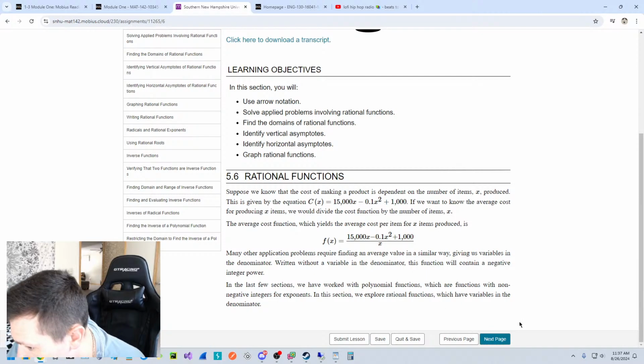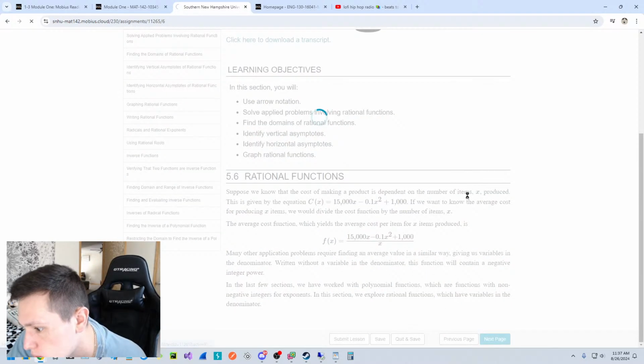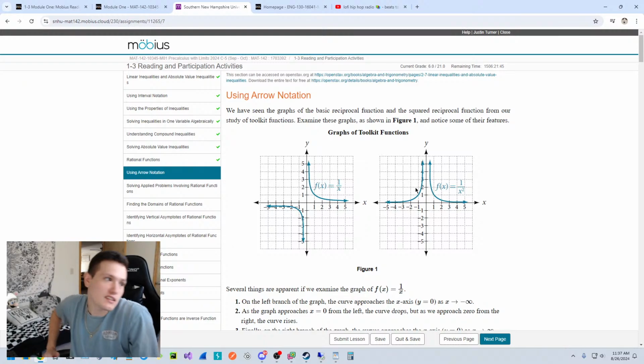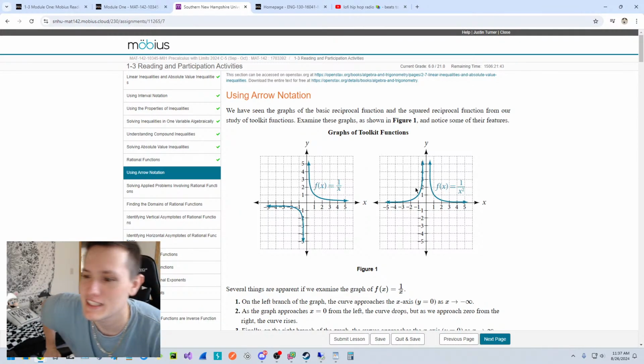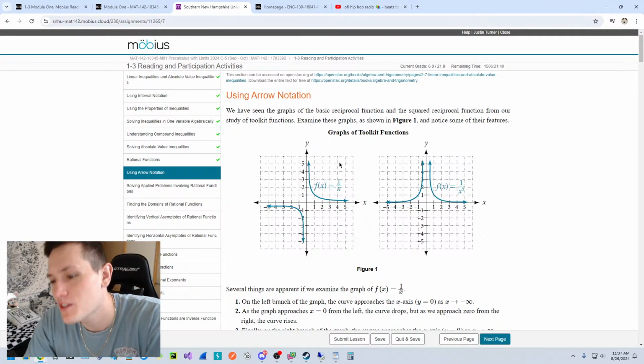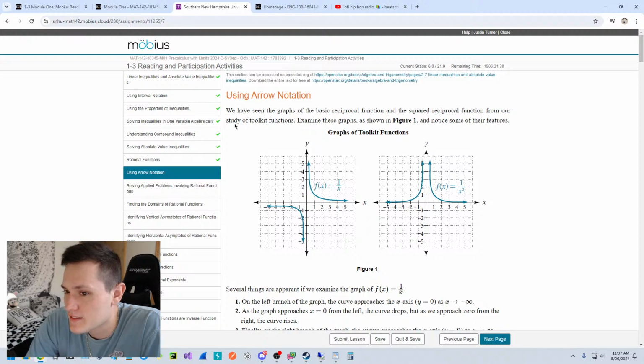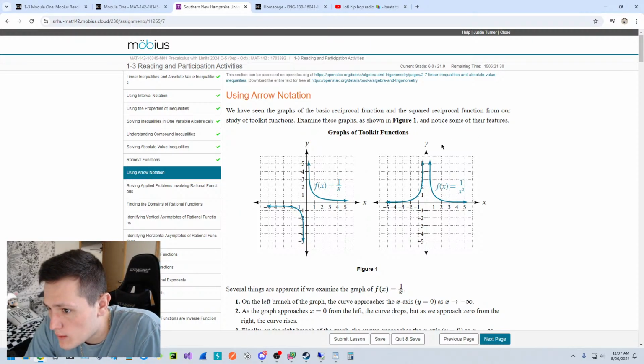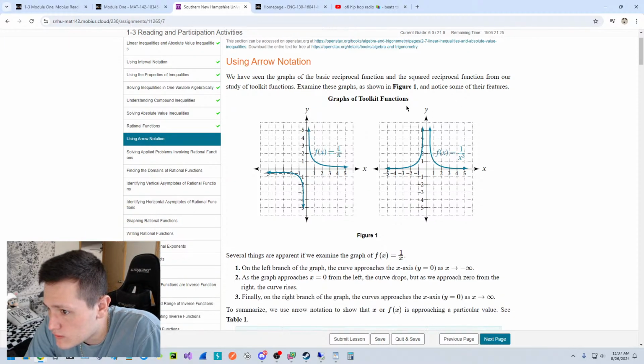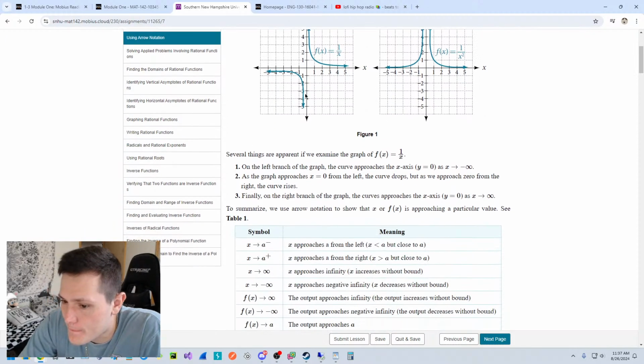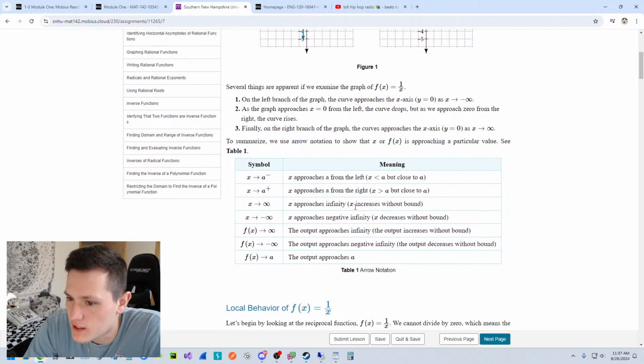It's going to be kind of messed up, so we're going to be doing things differently, basically, is what this is trying to tell me. This is what I was doing on the algebra graphing. We have seen the graphs of the basic reciprocal functions and the square reciprocal functions from our studies of toolkit functions. Examine these graphs as shown in figure 1 and notice some of their features. Graph toolkit functions. This is the hard part to remember.